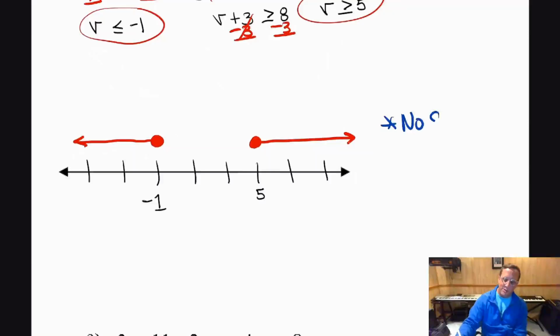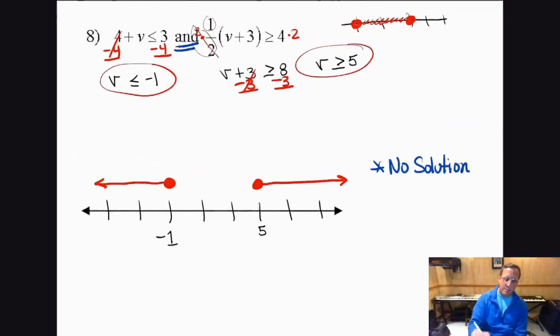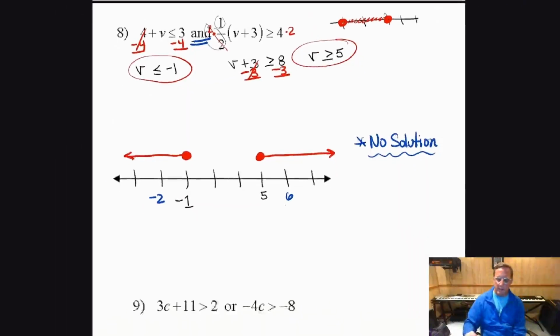There are no answers, because that word and, if it had the word or in there, then we can say, yeah, one of those is right. But and, it's impossible. Is it possible for negative 2, for instance? Is negative 2 less than negative 1? Yeah. And greater than 5? No. Is 6 greater than 5? Yeah. And less than negative 1? No. So that is never, there's going to be no solution right there. That's just never, ever going to work.